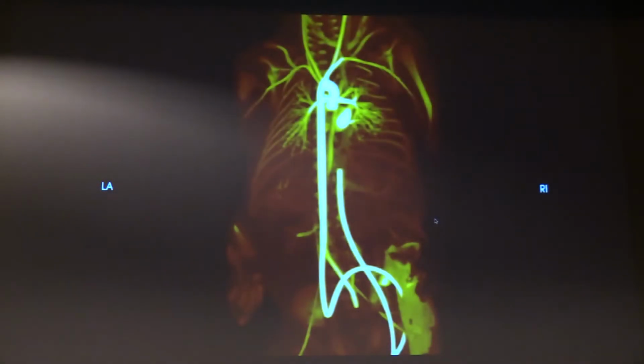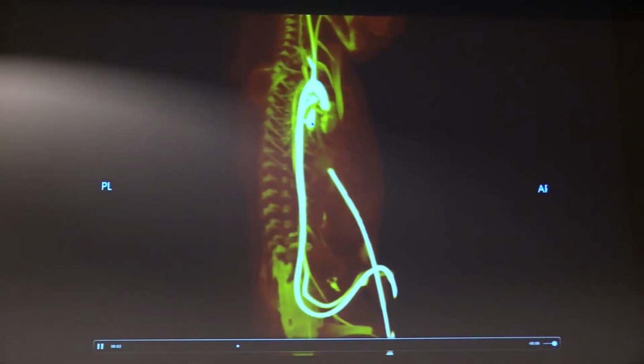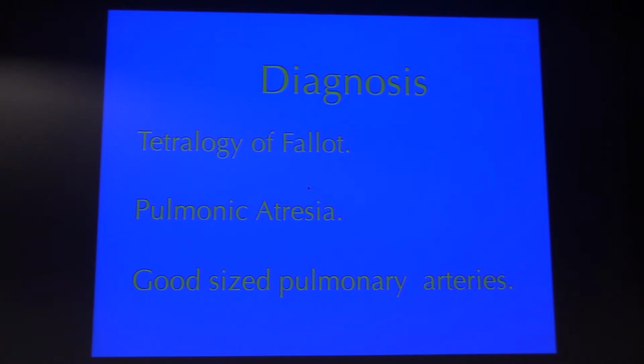So she was referred to termination, and this is the MPR volume rendering. What we find actually is that this is the aortic arch, this is the overriding aorta, this is the left ventricle, and you can see that the pulmonary artery is coming from the ductus arteriosus. So the diagnosis here is tetralogy of Fallot with pulmonic atresia with good size of pulmonary arteries.